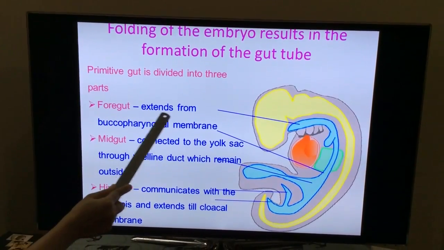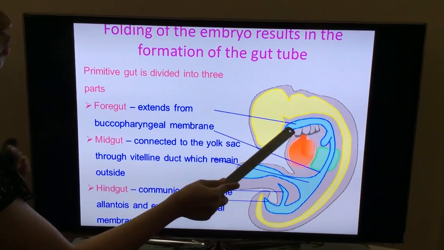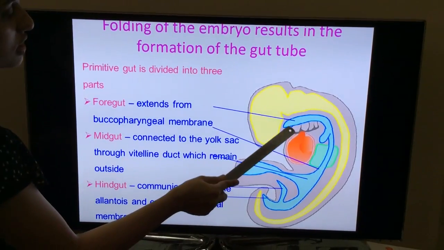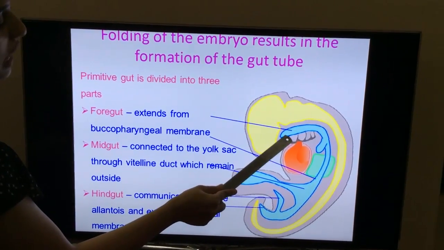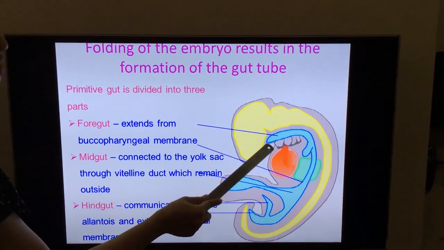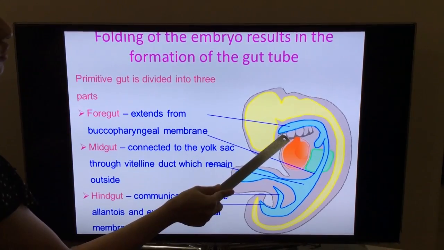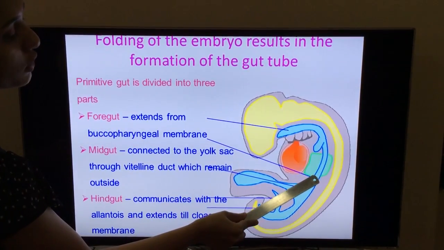So the foregut extends from the buccopharyngeal membrane, where the stomodeum later develops into the oral cavity. There is a membrane which doesn't have mesoderm, only ectoderm and endoderm. So this is called the buccopharyngeal membrane. The foregut extends from the buccopharyngeal membrane till the development of the liver.